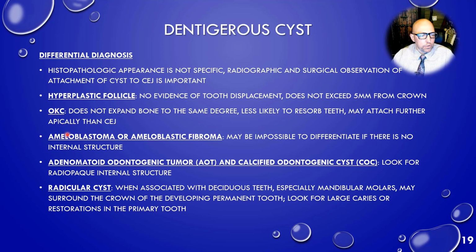OKC, we'll talk about those and Ameloblastoma next and how to differentiate them. AOT, or adenomatoid odontogenic tumor, we'll talk about with our calcifying lecture. And then we've already talked about radicular cyst, and history is going to play a big part of that.